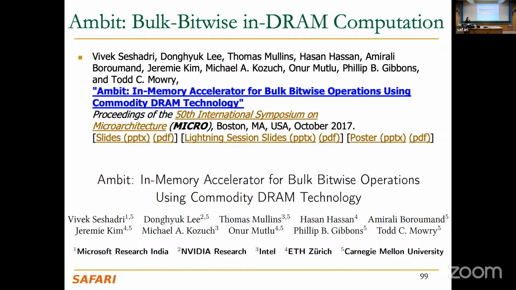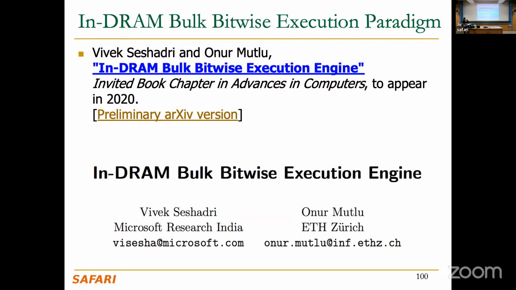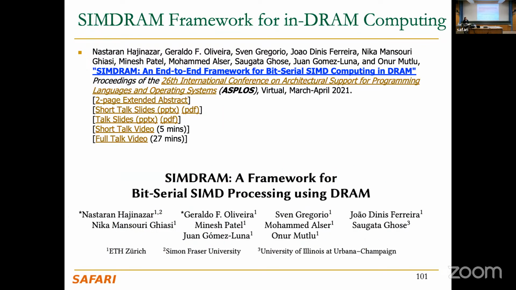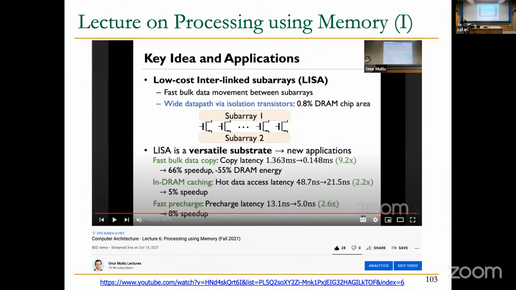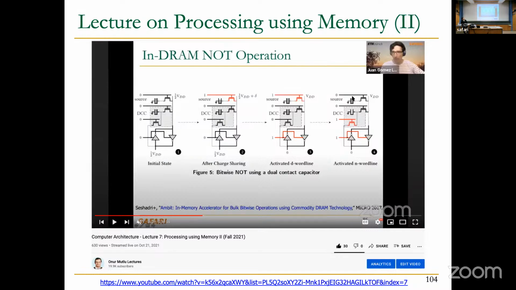And Ambit is another very interesting paper that uses in-memory execution for the bulk bitwise operations. And here's another paper about the in-DRAM bulk bitwise execution engine. And also SIMDRAM, which is a framework for bit-serial single instruction multiple data processing using DRAM. And if you're interested, you can look at more details in these courses about processing using memory. And also another course about processing using memory in previous years.